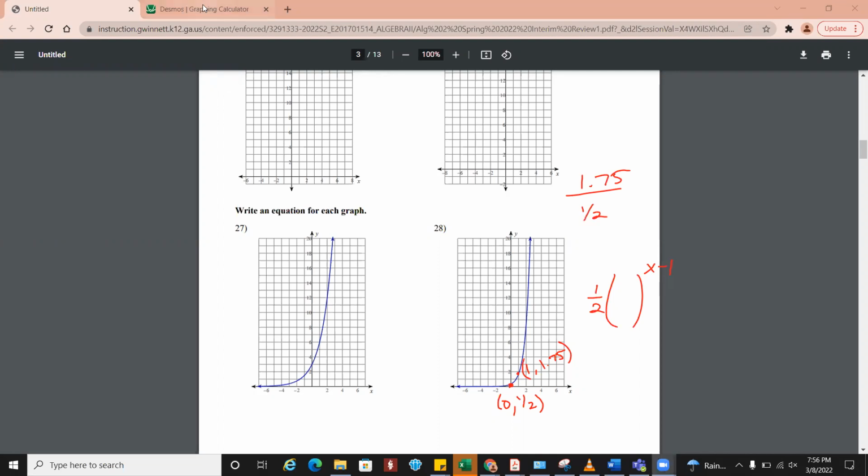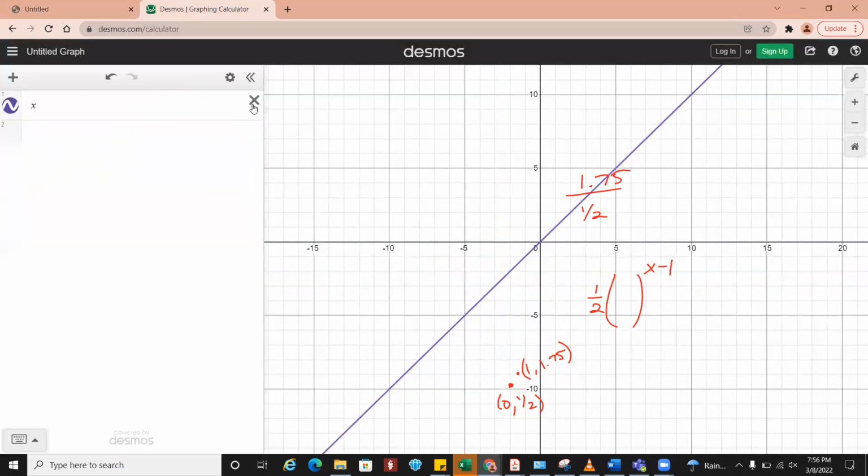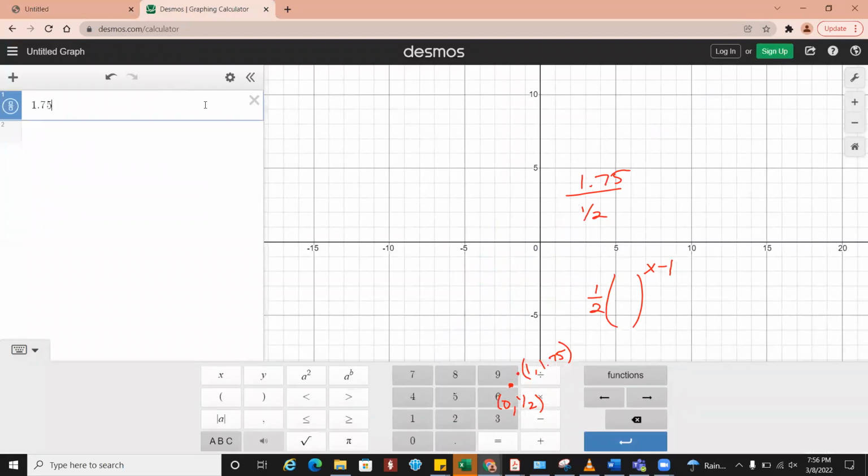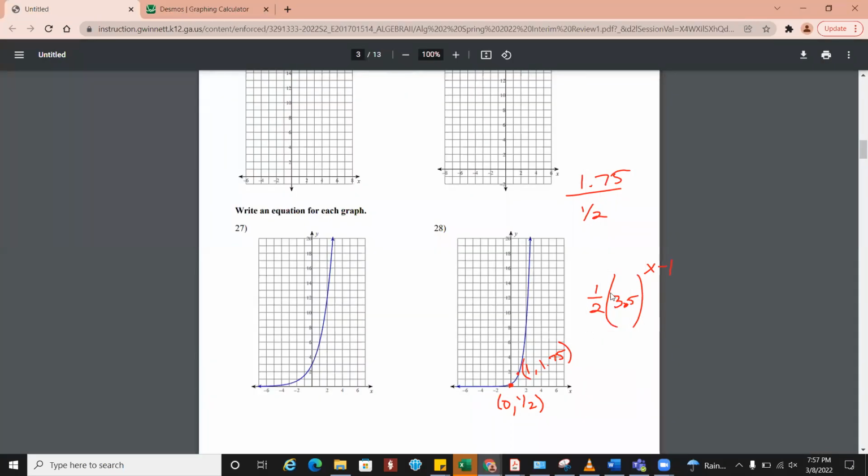So I'm going to go into my calculator, and I'm going to do 1.75 divided by 1/2. And that's going to give me 3.5. 3.5 right here. Okay, so that would be my equation. Again, your teacher might say something a little different because these points are a little hard to see. I'm blind, I'm sorry. But if they have something else, just kind of go with what they're saying as well. Like I said, this one's kind of challenging to see.